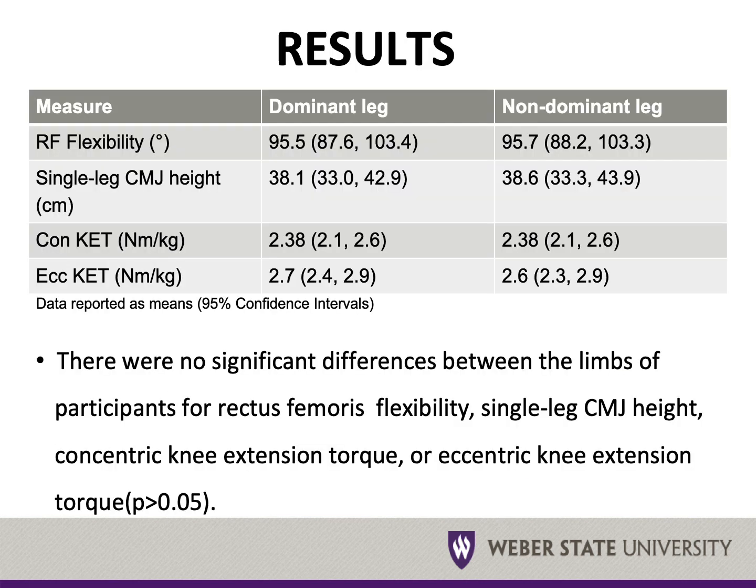In the chart, you can see the measurements for the dominant leg and the non-dominant leg to compare them. There were no significant differences between the limbs of the participants for rectus femoris flexibility, single leg countermovement jump height, concentric knee extension torque, or eccentric knee extension torque, with a 95% confidence interval.